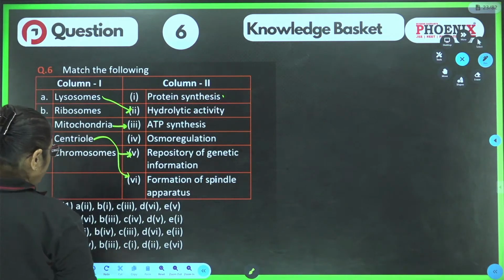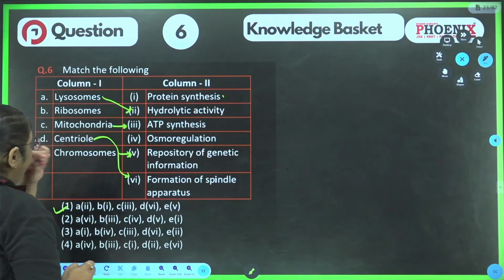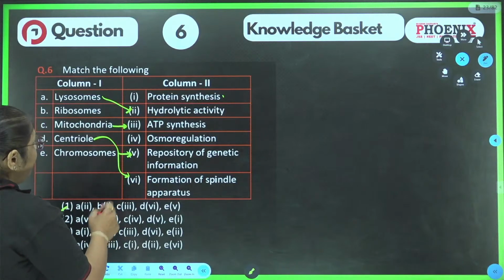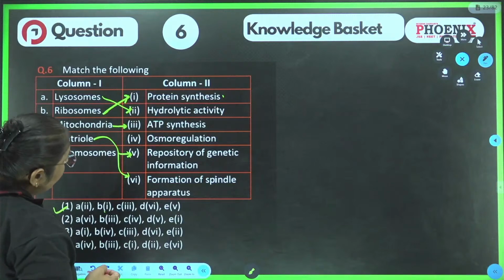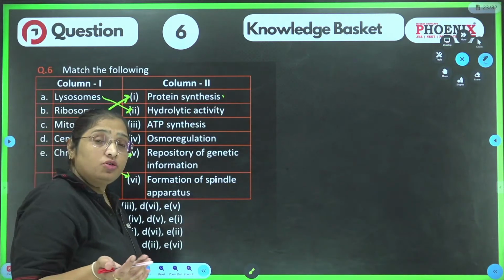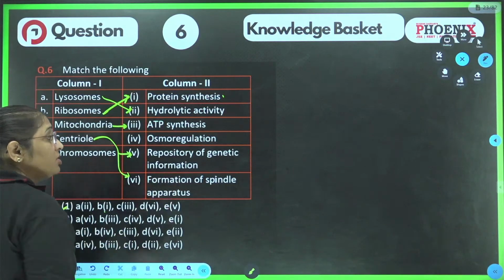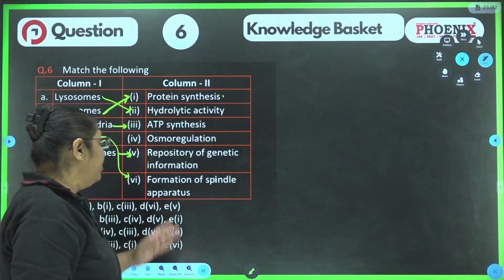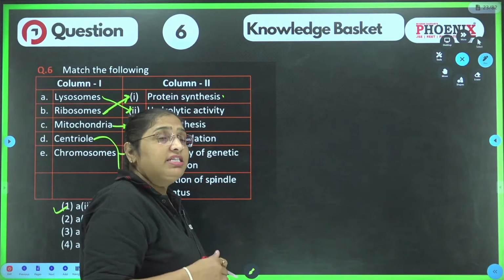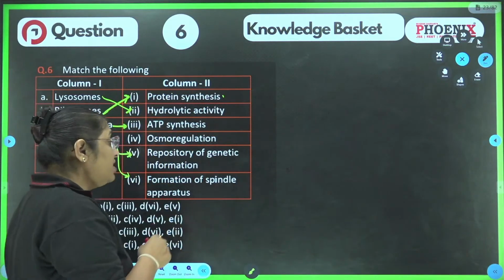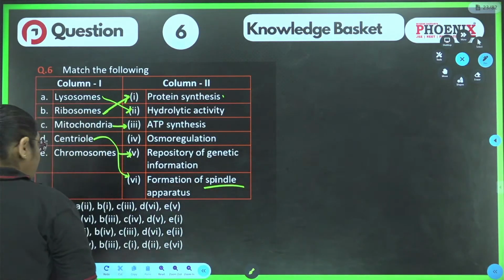Okay, so here the answer is first A, second B is 1. Ribosome undergoes protein synthesis. Mitochondria is also known as the powerhouse of the cell because it helps in ATP synthesis. Chromosomes are responsible for the genetic information, and centrioles help in spindle formation. Spindle formation, when the cell divides, okay, when the cell starts division, at that particular time spindle formation takes place.